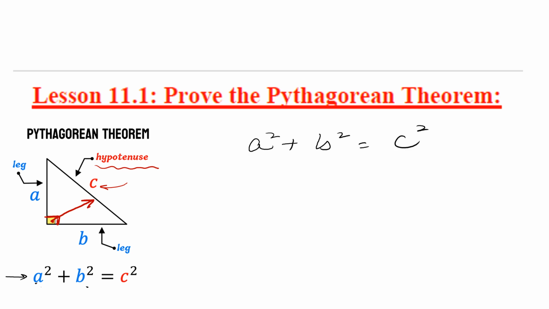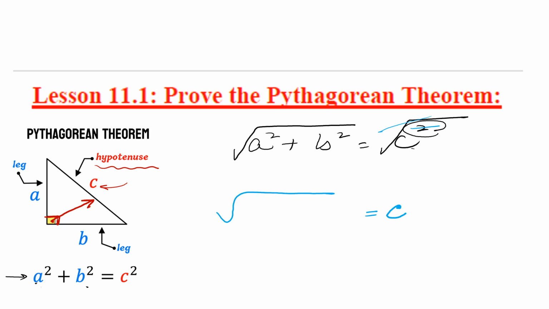Now let's suppose you want to find the hypotenuse. What you will do is remove this square. In order to remove a square, we always take the square root on both sides. When we take the square root, the square and the square root of c cancel out, so it stays as c, whereas a square plus b square will remain under the square root.